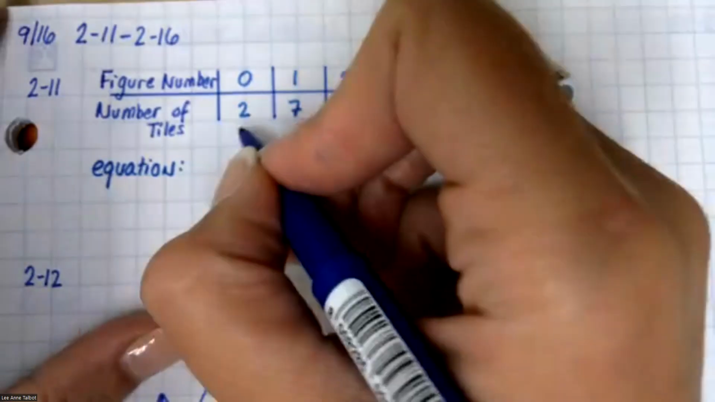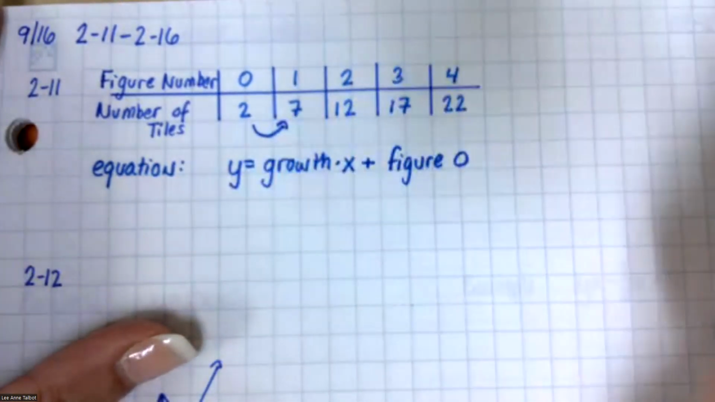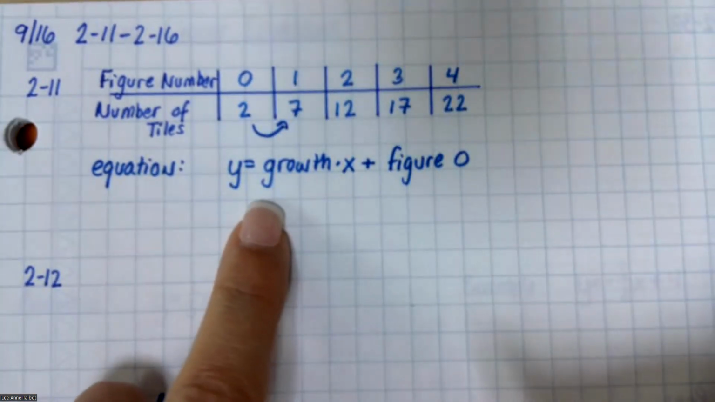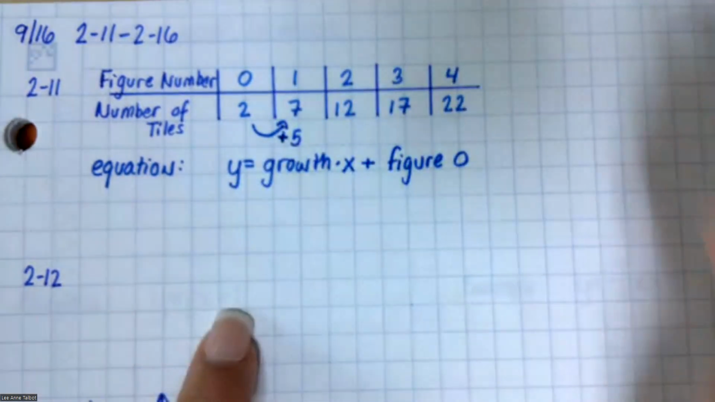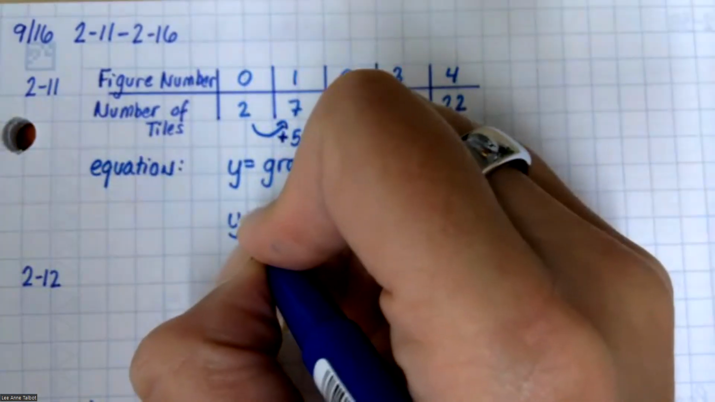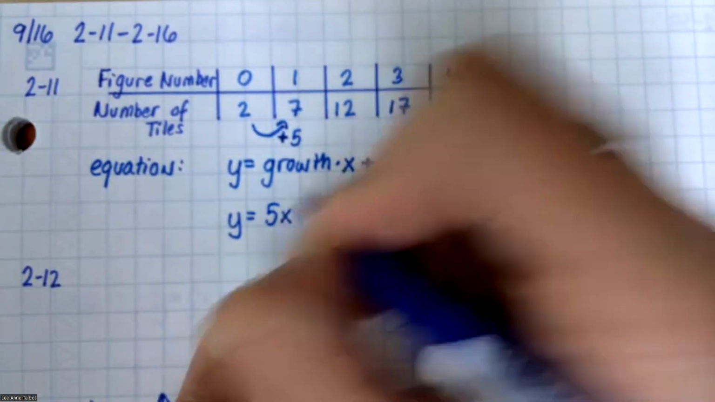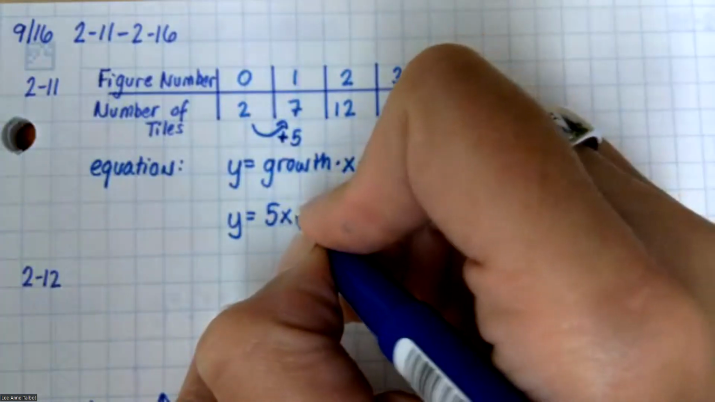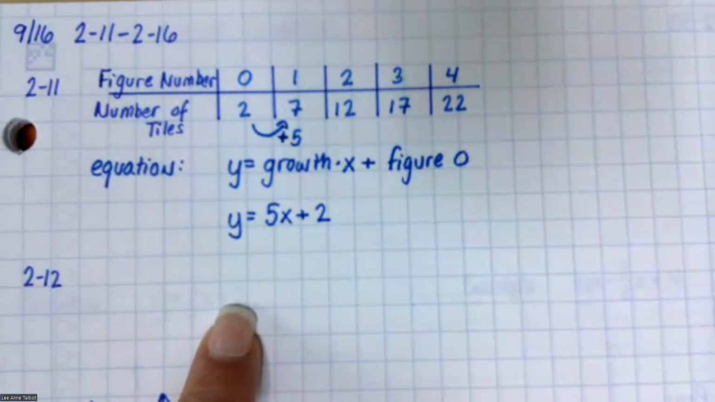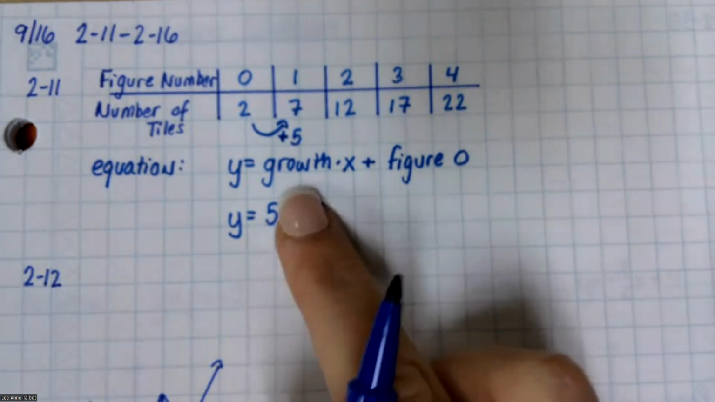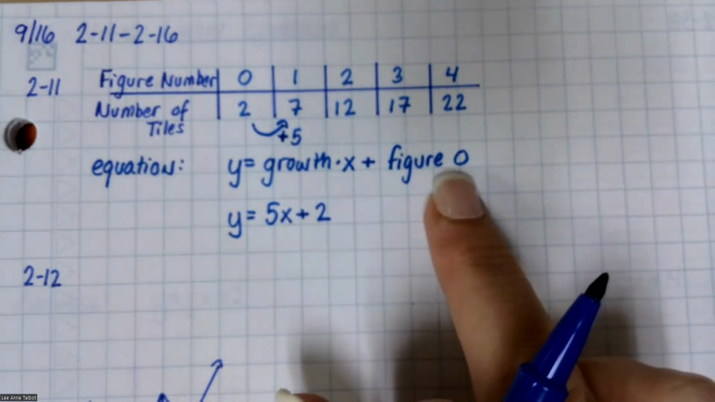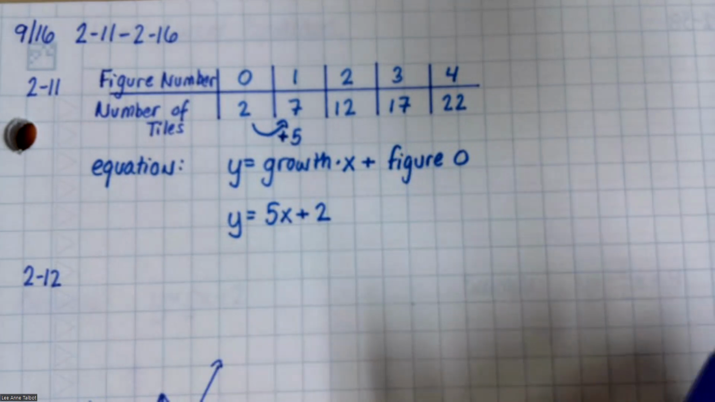Okay, so in this problem, what is the growth? 5. So I'm going to put a plus 5 here. So my equation will be y equals 5x plus figure 0. Figure 0 has 2 tiles. So the growth is how much it goes up by each time. And this is how many tiles are in figure 0.